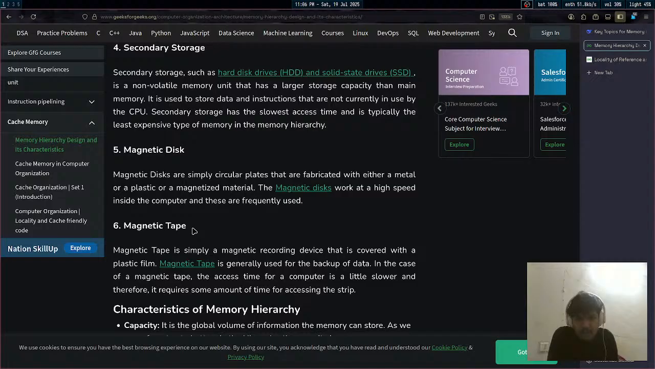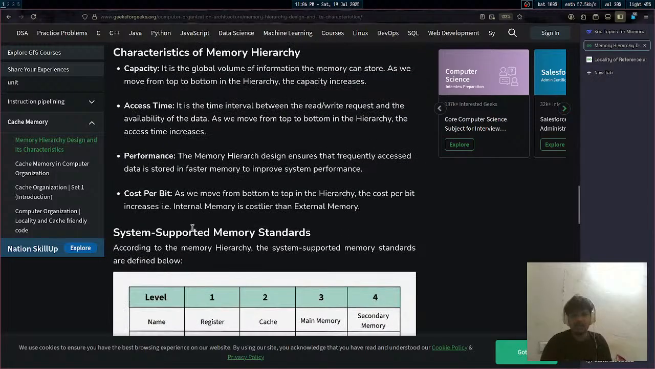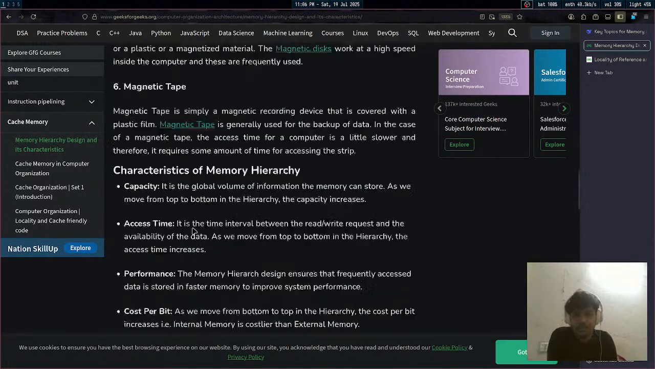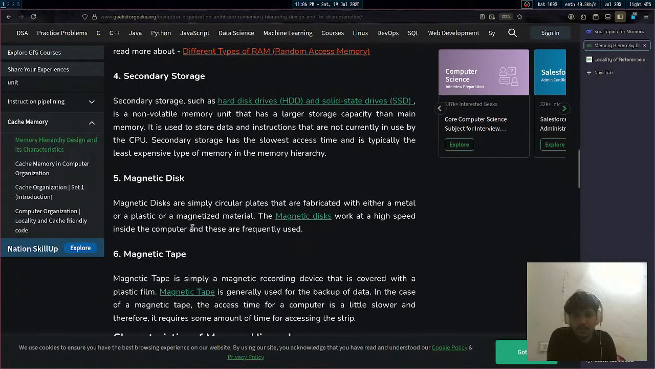I don't really know that much about magnetic disk. What I know about is magnetic tape. Magnetic tape is generally used for backup of data. In the case of magnetic tape, the access time for a computer is a little slower, therefore it requires some amount of time for accessing the strip. Okay, yeah. So I think this much is covered and pretty much clear to me.